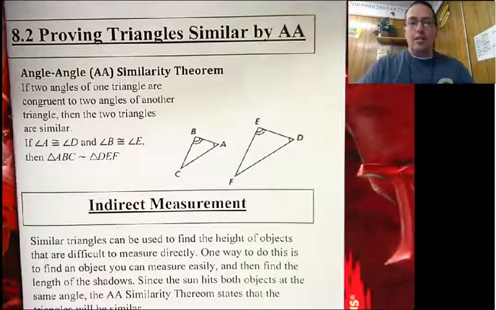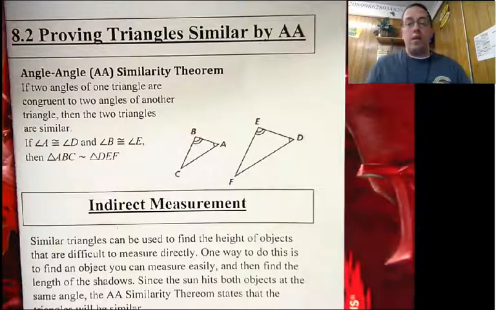Hello class. Today what we are going to talk about is proving triangles similar, specifically by angle-angle. Before, when we were talking about congruent triangles, one of the things we did look at was, what if all three of the angles are congruent? Does that give us congruent triangles? And we saw, no, it does not. However, having the angles congruent does give us similar triangles.